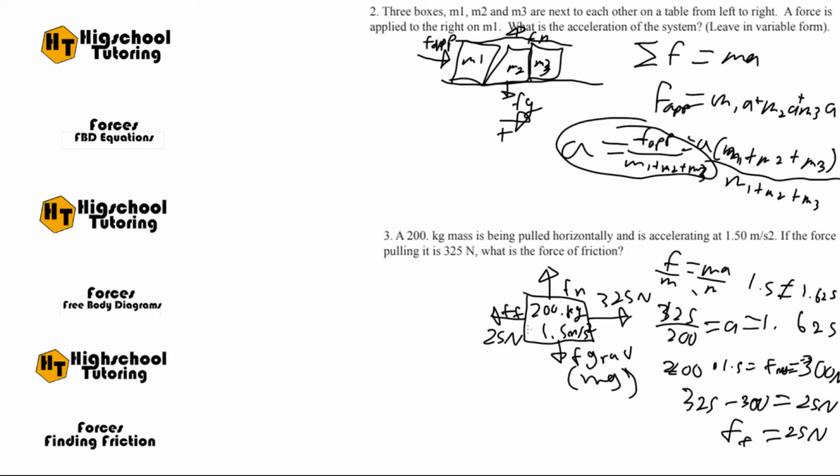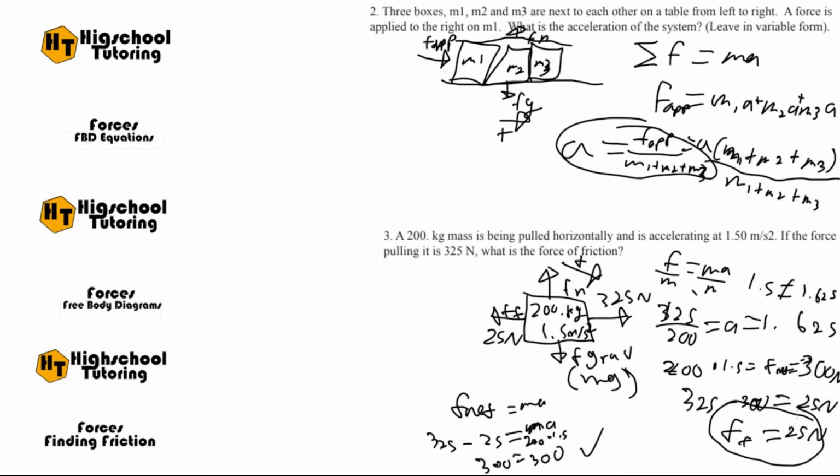So we can write that there, and that's it. If you want to check your work, we have F net is equal to ma. We have 325 minus 25, and we should also assume that right is positive since it's accelerating. That is equal to ma, or 200 times 1.5. So we have 300 equals 300, and that is correct. So that's how you check your answer. And now we know that 25 newtons is our frictional value.